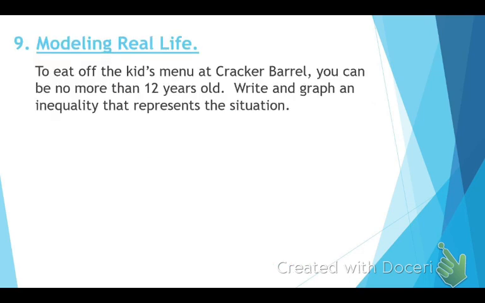All right, for the next one, we've got a modeling real life problem. To eat off of the kids' menu at Cracker Barrel, you can be no more than 12 years old. Write and graph an inequality that represents the situation. All right, so once again, we know an inequality will always have an X, and then it will have a number. What number are we putting on this? 12, because you can be no more than 12 years.